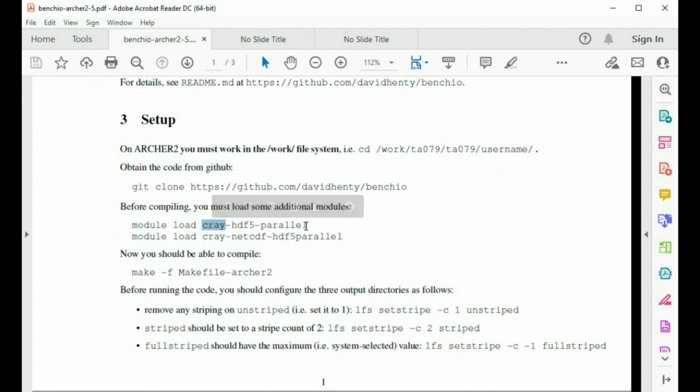This module here is the one which makes sure that you interface from HDF5 to MPI-IO, or to the efficient implementation of MPI-IO on this system.